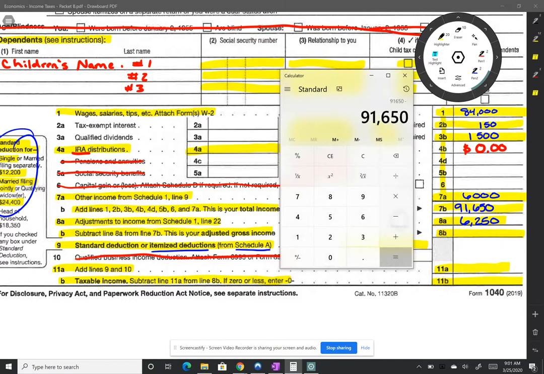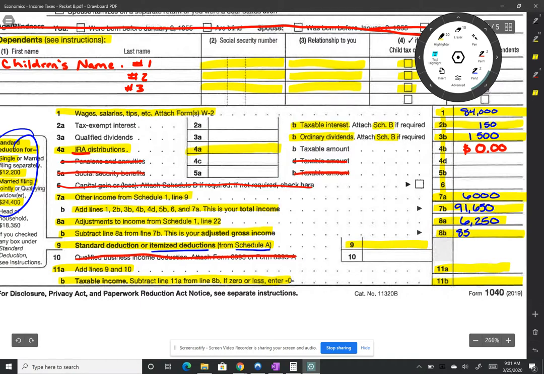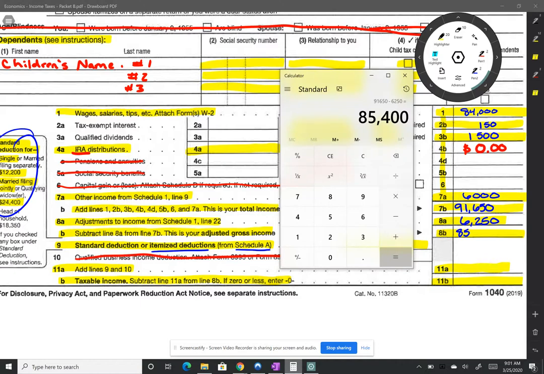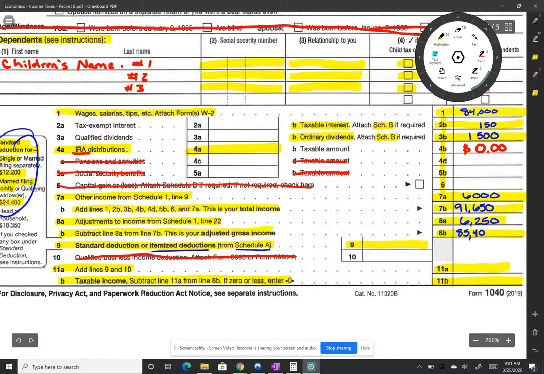91,650. I'm not going to try to do that in my head. Okay, so we are at $85,400 as our adjusted gross income.